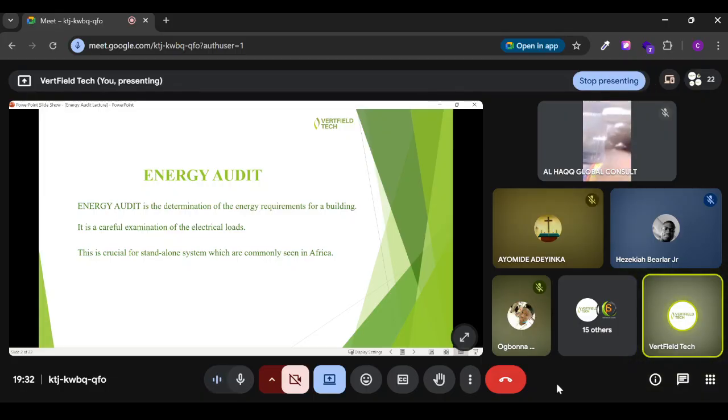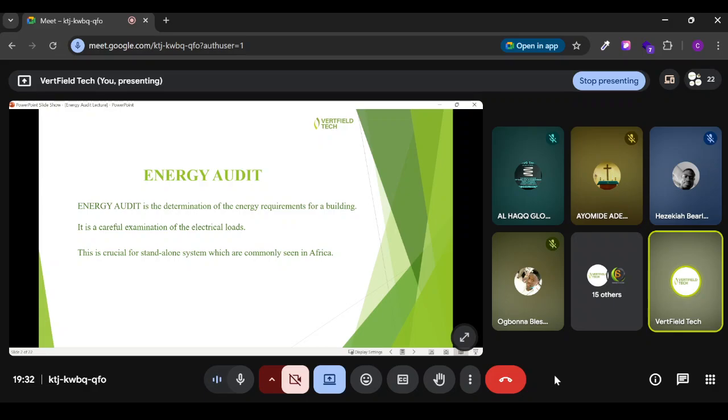I need you all to see the screen because that is what is going to make the training more interesting for every one of us. So, energy audit is the title, and like I have explained, energy audit takes care of two things: helps you to size your energy need, and then using that information of your energy need to size your various solar components. What is energy audit? Energy audit is the determination of the energy requirement for a building. It is a careful examination of all the electrical loads.